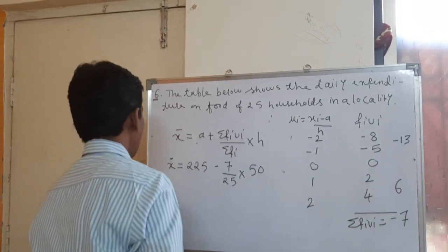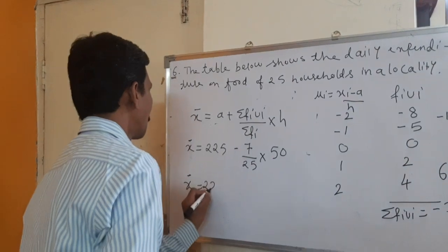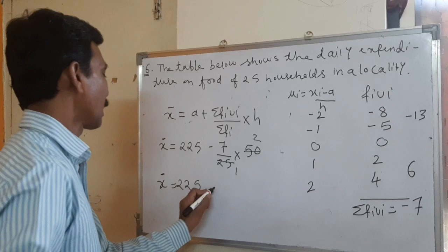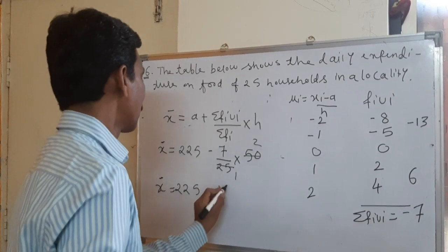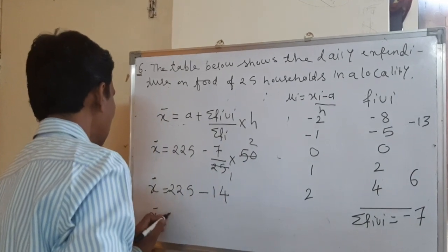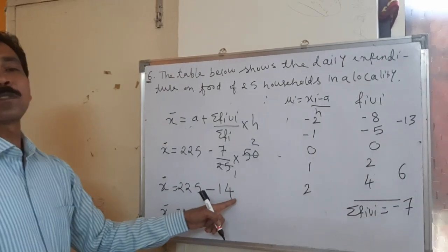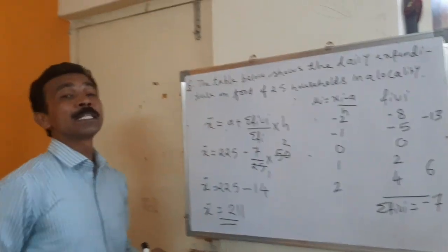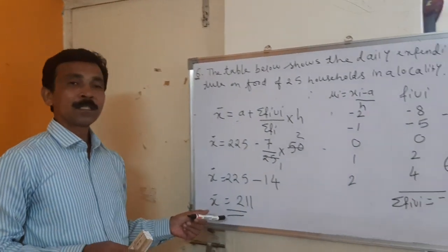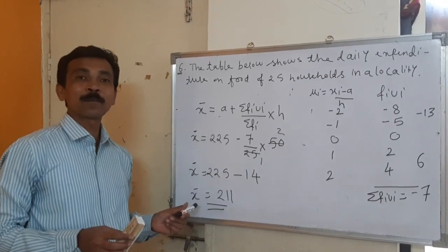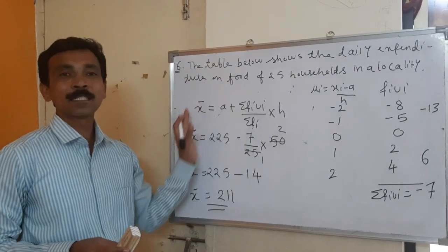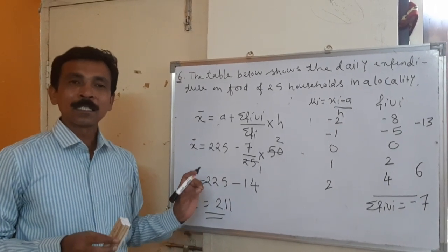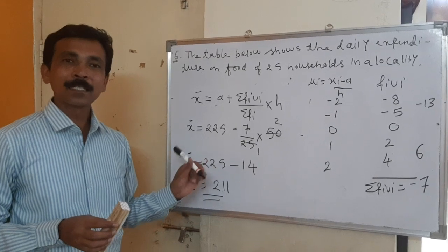Now x bar is equal to 225. This is 25 ones are 25, 25 twos are 50. Minus 7 upon 50 into 25 gives minus 14... X bar is equal to 225 minus 14, is 211. So this is the mean. So the method of finding mean by step deviation method is like this. Friends, you have to solve more sums using the same method.